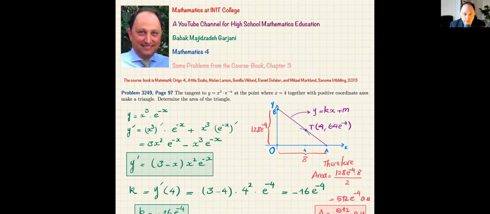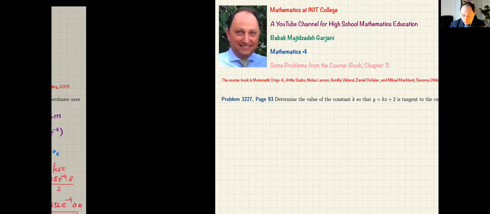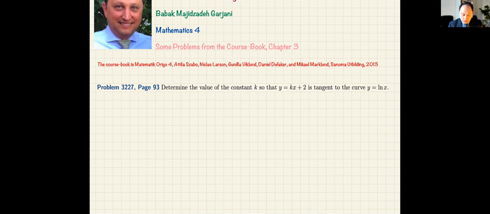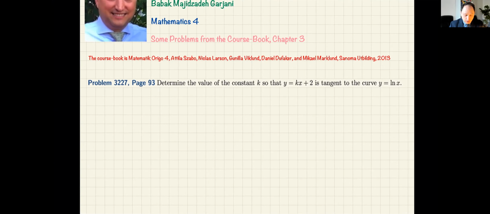Again, I want to wait a little bit for you and then solve the problem. This is problem 3227 on page 93 of this Origo 4 book. So I will give you a little bit of time to think about it. After that, I will have only one problem left, and then we finalize this session.